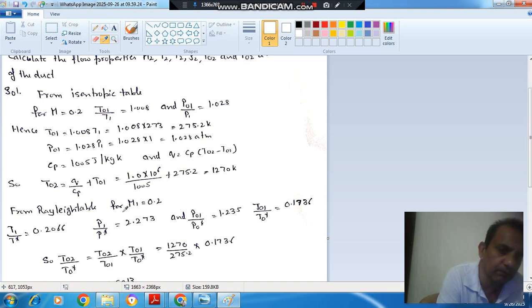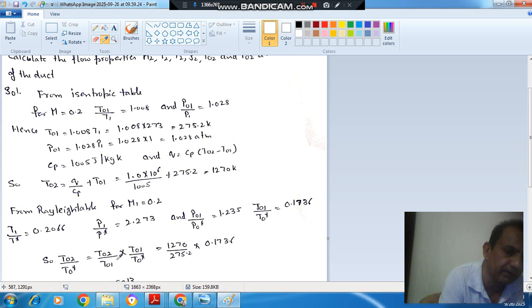Okay. So now our purpose is to find out the final Mach number, and for that we need T02 by T0 star. So T02 by T0 star can be written as T02 by T01 multiplied by T01 by T0 star.